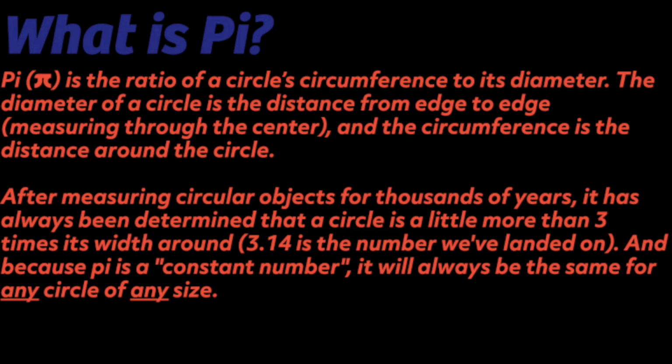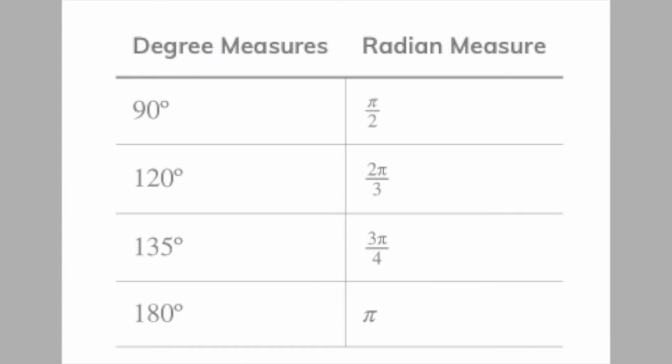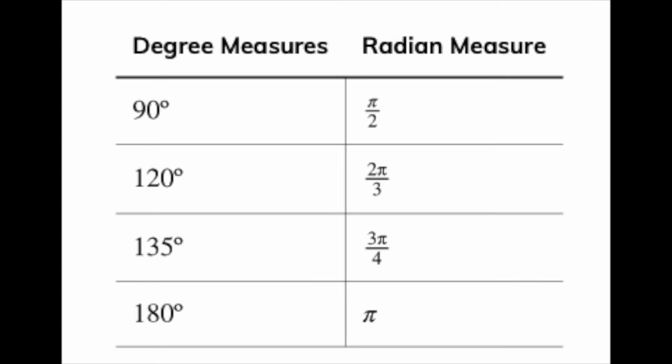So let's review. What is pi? Pi is the ratio of the circle's circumference to its diameter. The diameter of the circle is the distance from edge to edge, and the circumference is the distance around the circle. If we look at the relationship between pi and degrees here, we have half a circle is 180 degrees, or pi, and a quarter of a circle is 90 degrees, or pi over 2.